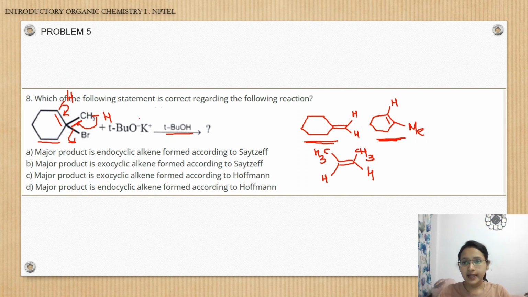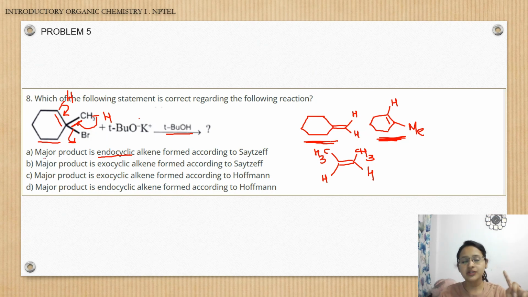See, this endocyclic alkene is more substituted and the exocyclic is less substituted. Zaitsev's rule says that the alkene formation favored is the more substituted one. So the formation of this endocyclic alkene is according to Zaitsev's rule, because here the more substituted alkene is getting formed rather than the less substituted alkene. So that is why option A is saying the right thing.